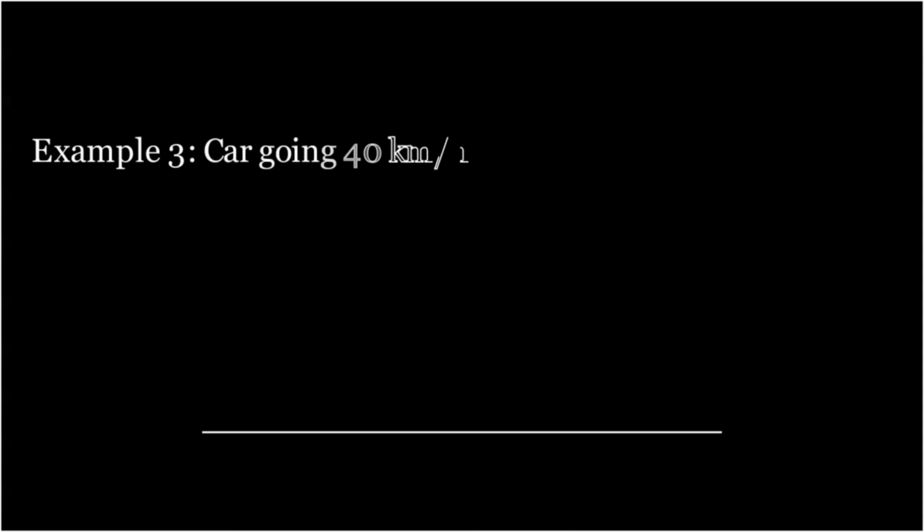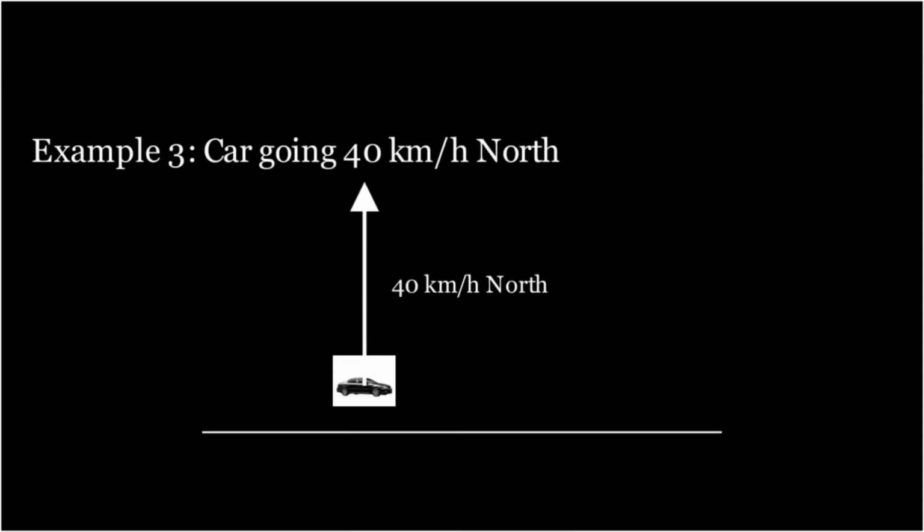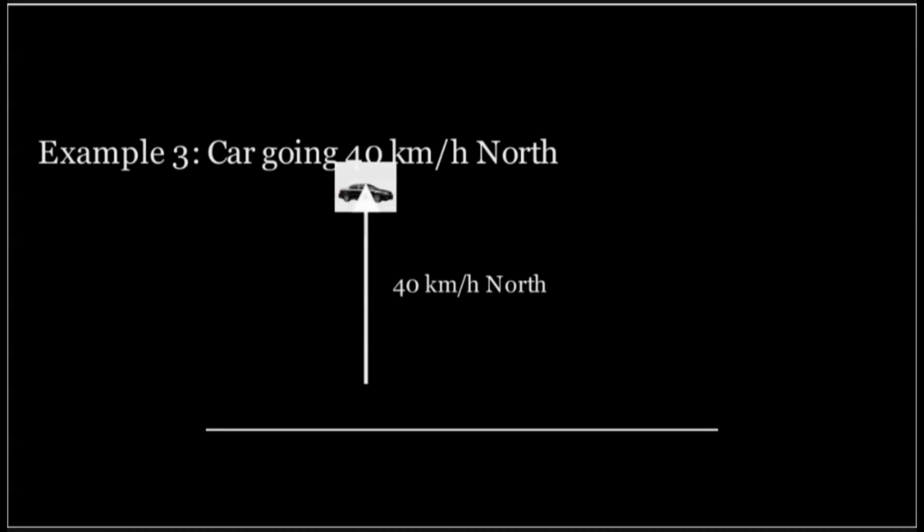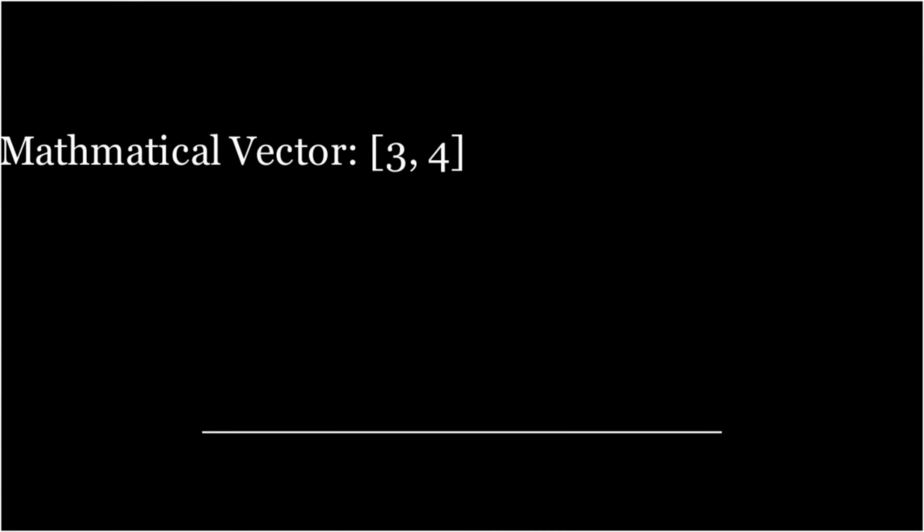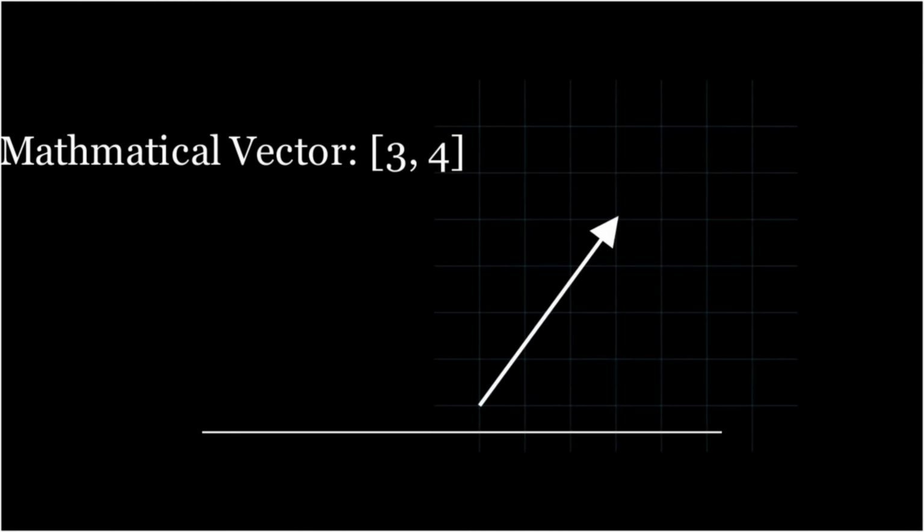A car moving 40 km per hour to the north. Yeah, that's a vector too. Any motion with direction and magnitude can be represented by a vector. Vectors can also be represented mathematically. For example, (3, 4) means moving 3 units right and 4 units up.